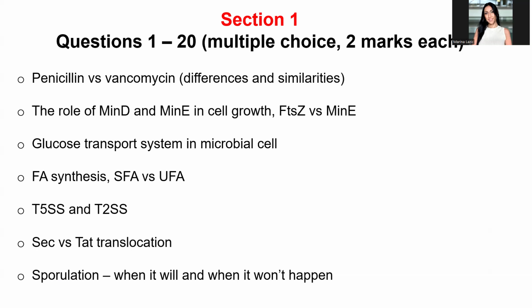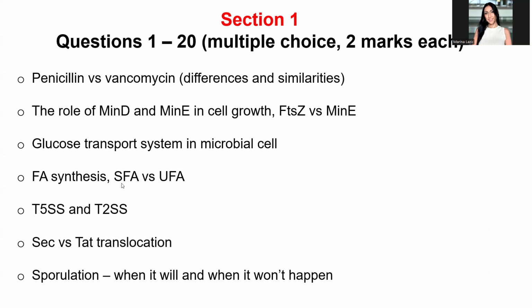The role of MinE and MinD, which are two molecules involved in the pre-divisome. FtsZ is the main one, while MinE and MinD are controlling something else. So know who leads the oscillations and who oscillates, MinE versus MinD. Glucose transport system in the microbial cell: the key word here is phosphorylation. What is phosphorylated, and when, and how glucose enters the cell. Fatty acid synthesis: what's the difference between saturated and unsaturated fatty acids, and what changes in the enzyme with cis versus trans bonds.